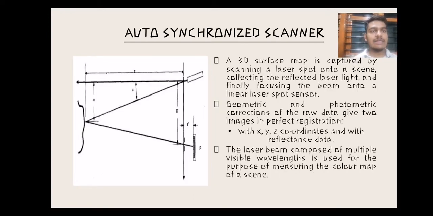Auto synchronized scanner. This gives the auto synchronized scanner schematic representation. The 3D surface map is captured by scanning a laser spot on a scene, collecting the reflected laser light and finally focusing the beam onto a laser spot sensor. The geometric and photometric corrections of the raw data give two images in perfect registration with XYZ coordinates and with reflectance data.